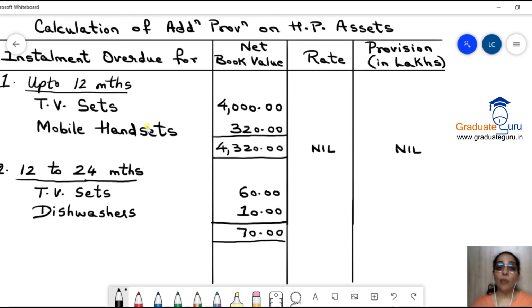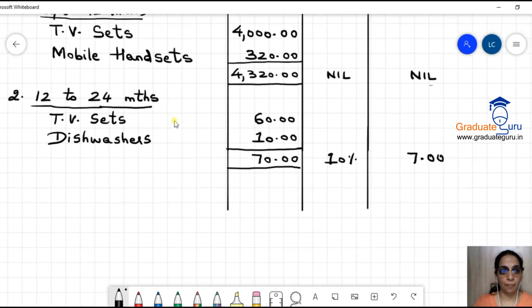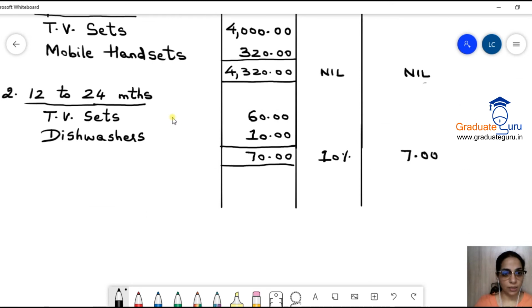So for 12 to 24 months, our rate is 10%. 10% of what? Of the net asset value or the net book value. So 70 into 10% will give us 7. So that is our provision for the 12 to 24 months category. Now let's go to the third category.